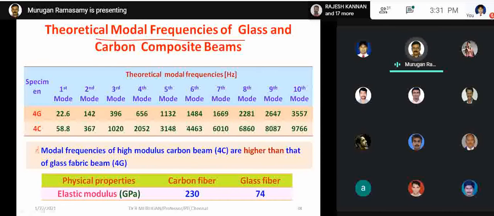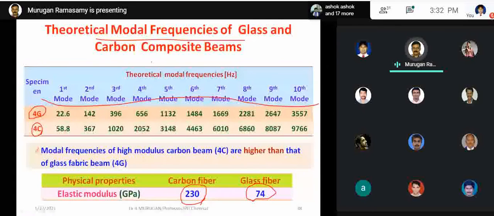So that same procedure, if you follow, we can easily get this modal frequency values. So here also we extracted 10 mode frequency for comparison purpose. Here also we are getting the frequency value for carbon laminate on the higher side than the glass, because theoretically also we know that the modulus of carbon fiber is very high compared to glass fiber. This is the reason. Now we got 10 modal frequency experimentally and 10 modal frequency theoretically.